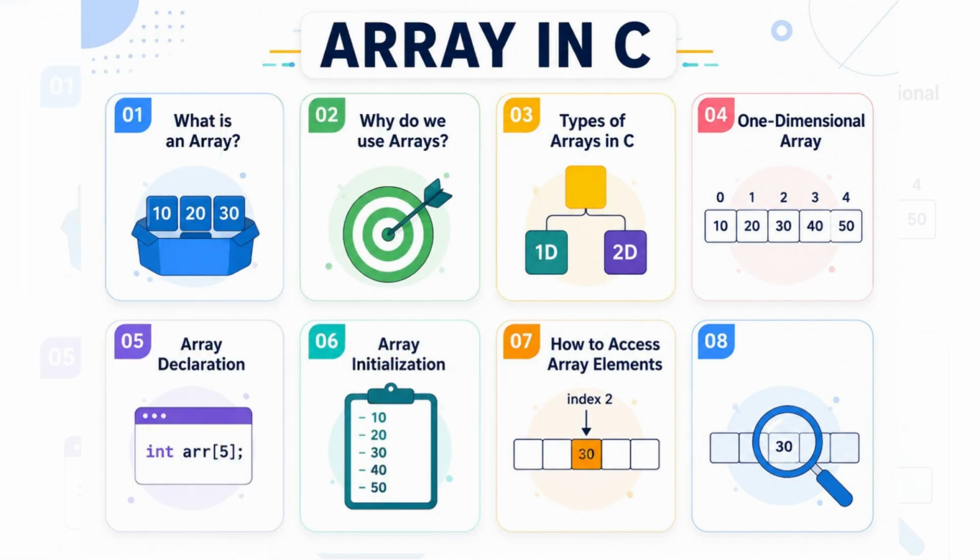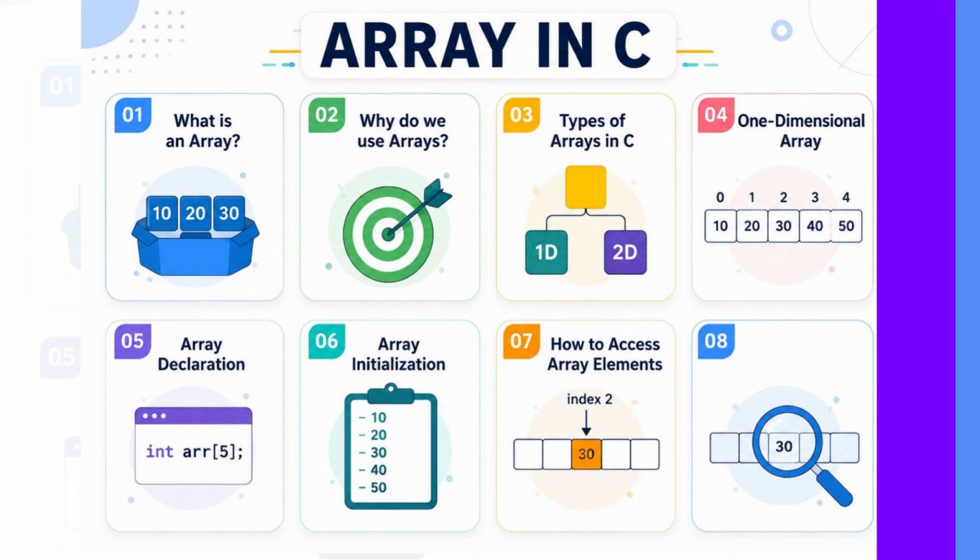Now let's quickly revise today's concept. We learned what an array is and why it is used in C programming. Then we explored the different types of arrays and discussed the one-dimensional array in detail. We also learned how to declare an array, initialize it using compile time and runtime methods, and finally how to access array elements using index numbers. These are the fundamental concepts that every C programmer should understand before moving on to advanced array operations.